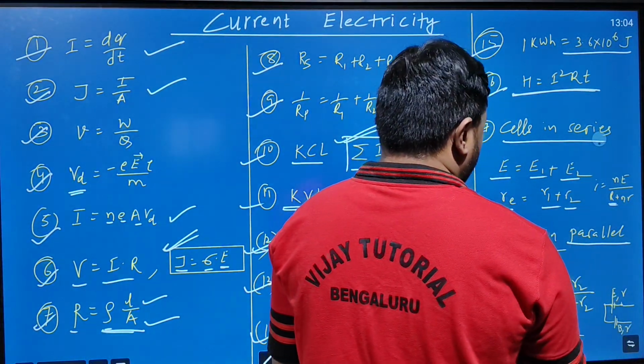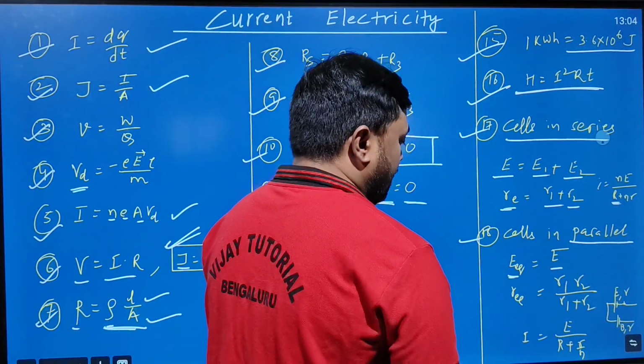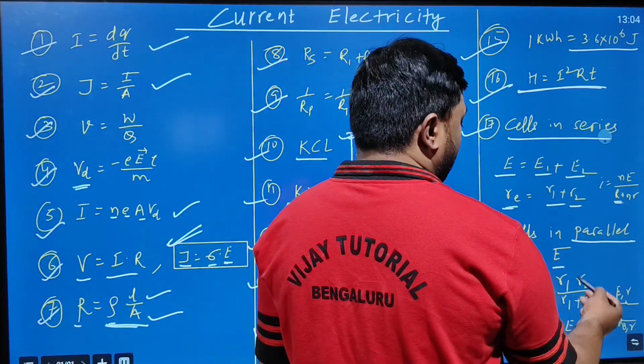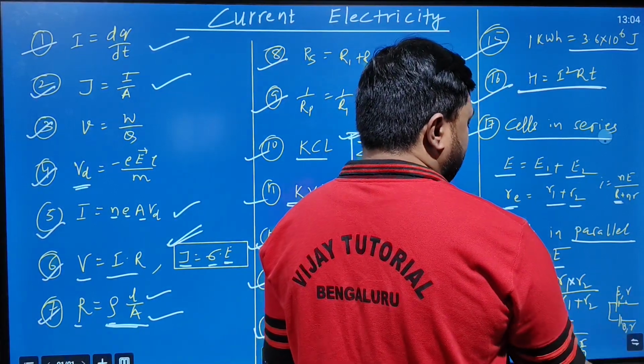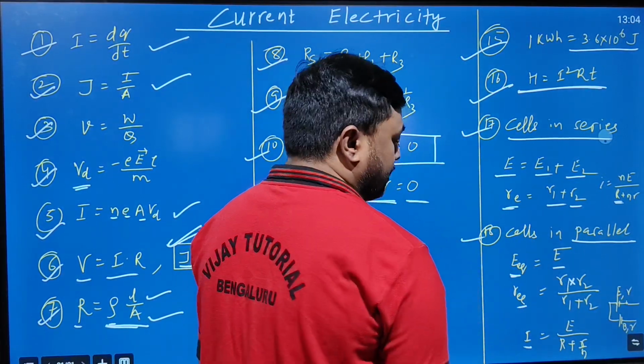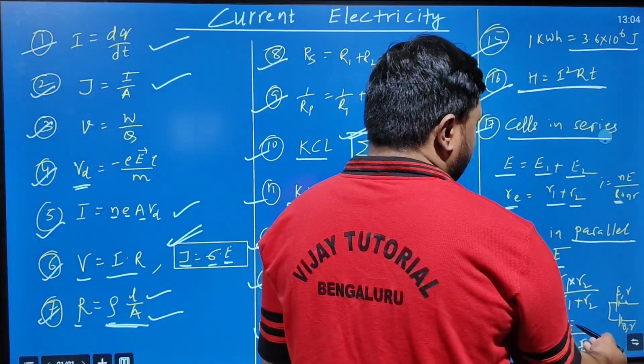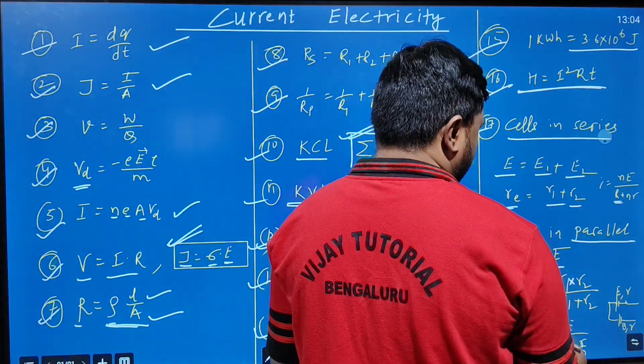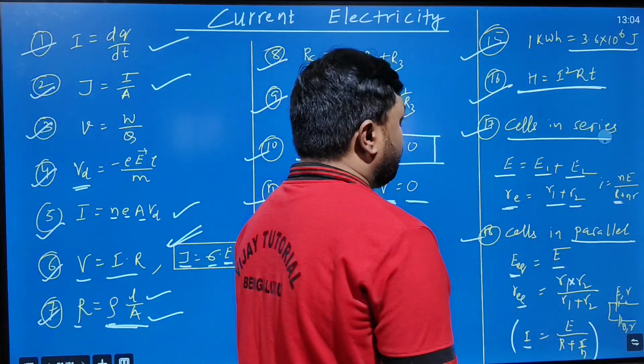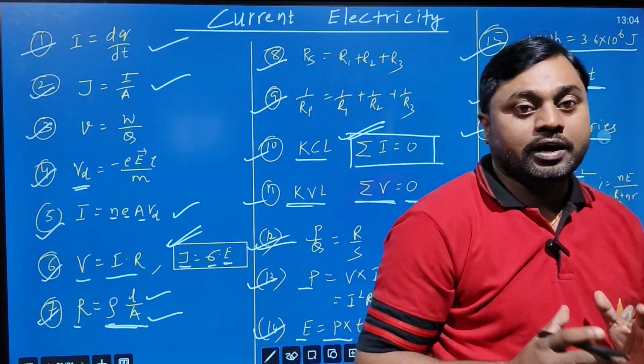Cells in parallel, E equivalent is equal to E, and R equivalent is equal to R1 into R2 by R1 plus R2. Yes or no? And when we talk about the current, I is equal to E upon R plus r by n. So these are all the important formulas of current electricity.